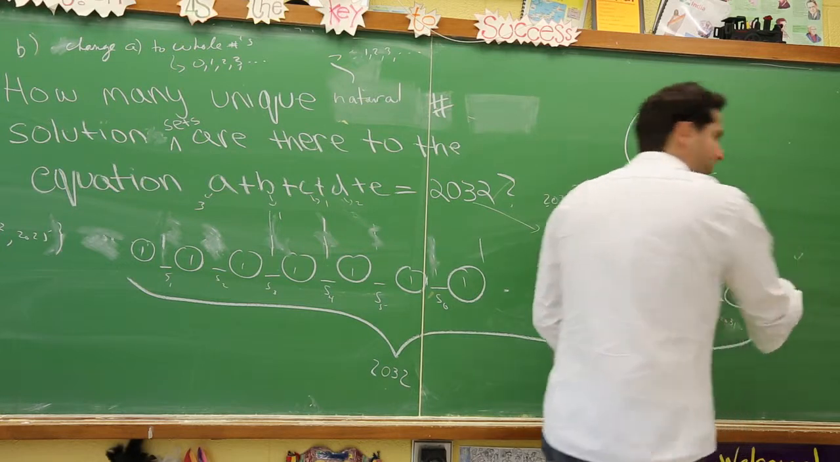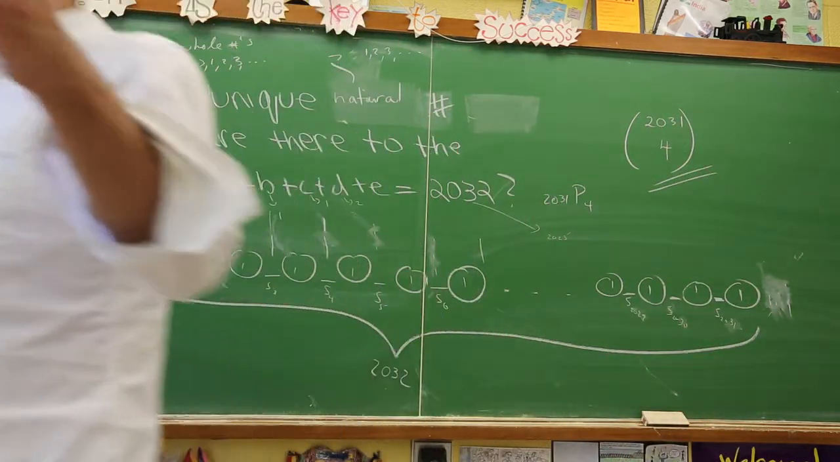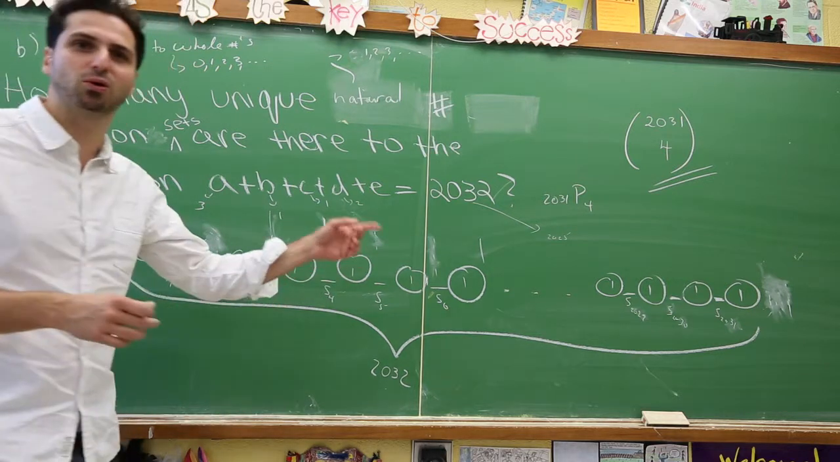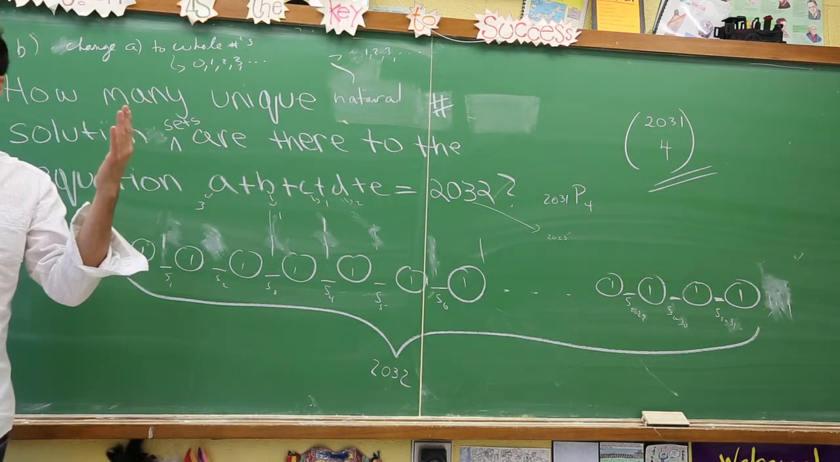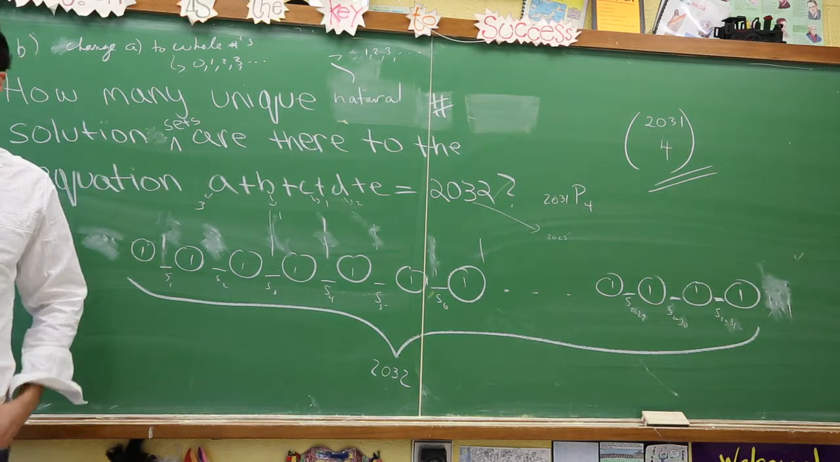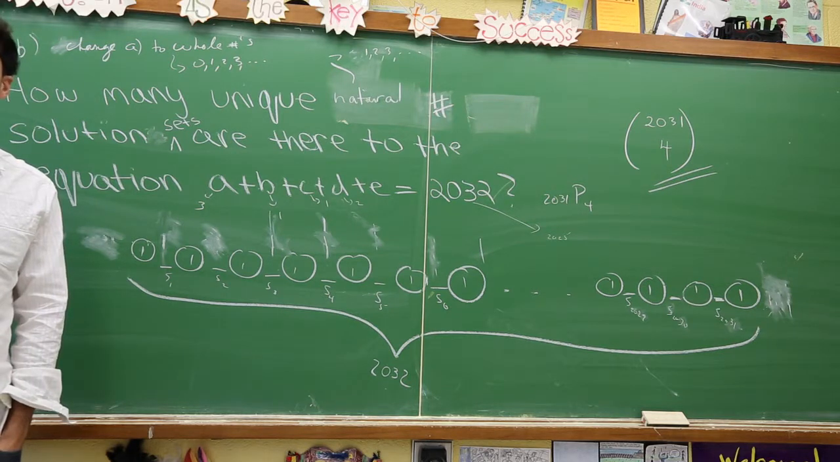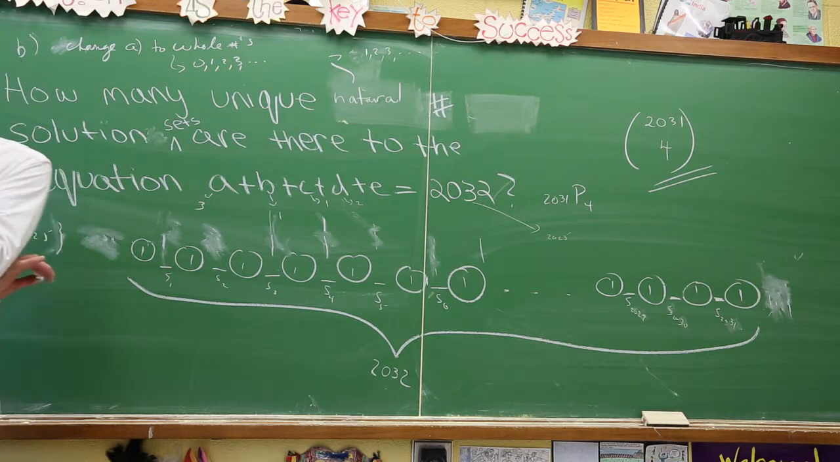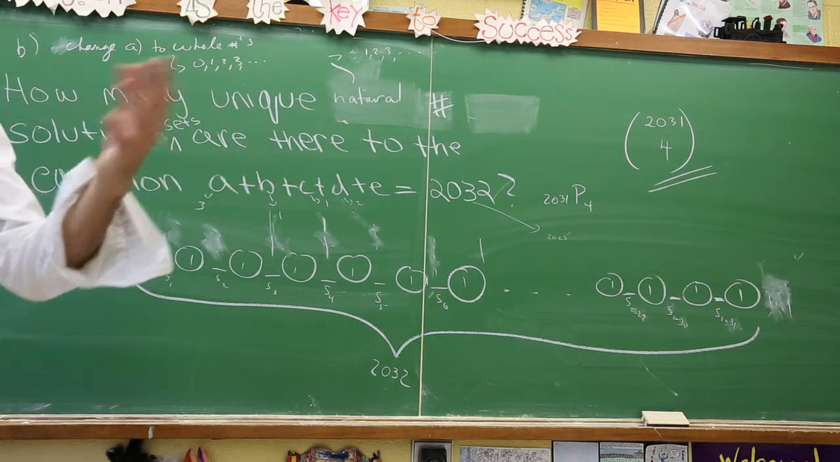So for this question, bars can go anywhere. So how many total objects do you have? Wouldn't it be 2032 multiplied by 4? I have 2032 boulders and how many sticks? 4 sticks. So how many total objects do I have? 2036 objects, right?